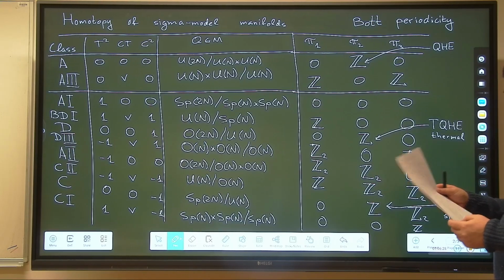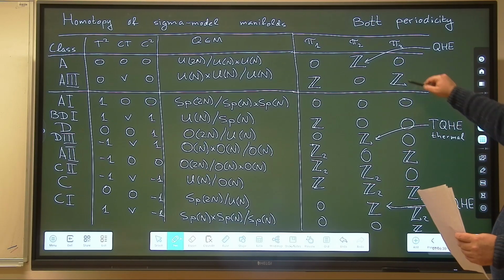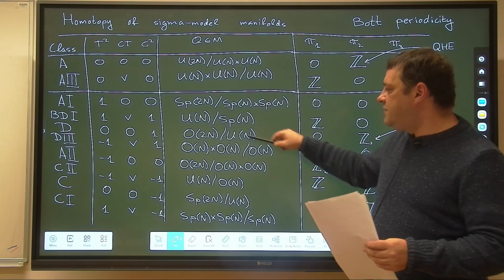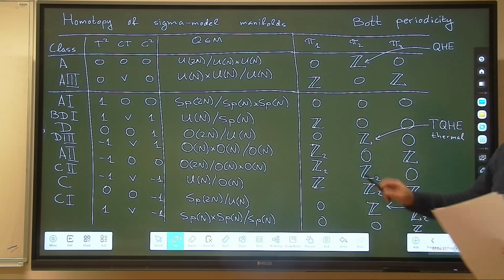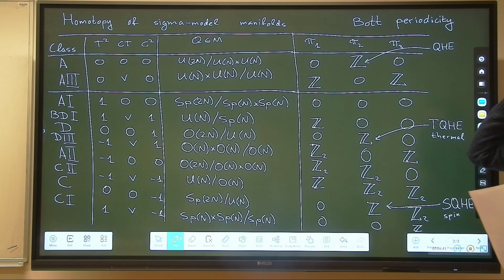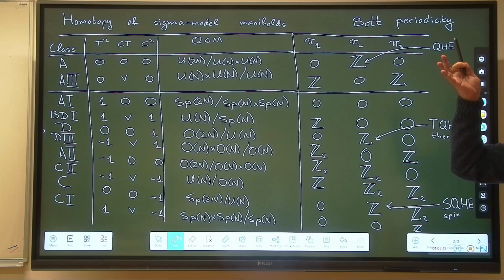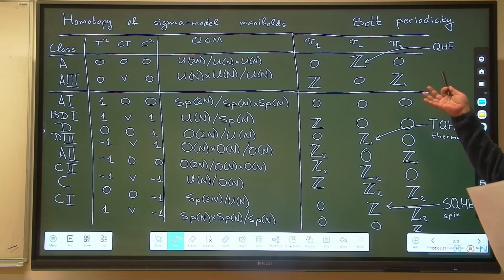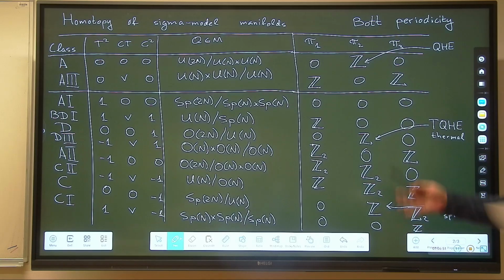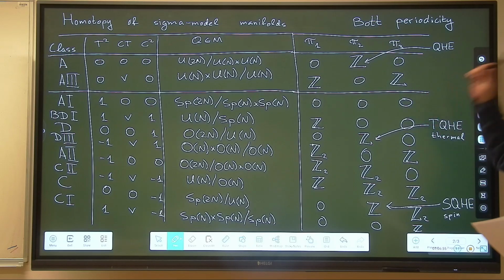So I also mentioned this Z in 3 dimensions. They happen on the group manifolds AIII, DIII, CI, and they correspond to the Wess-Zumino term, which means that in principle you can have something like what? Like a 3-dimensional topological insulator. So you have a surface which hosts. It's a pi 3.